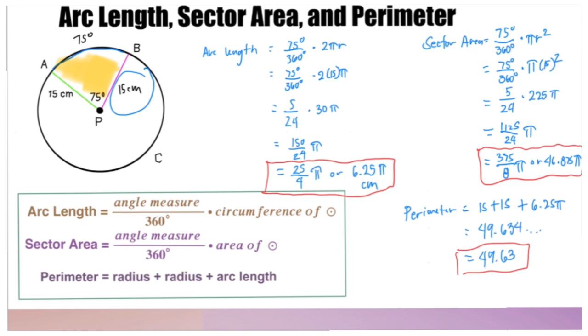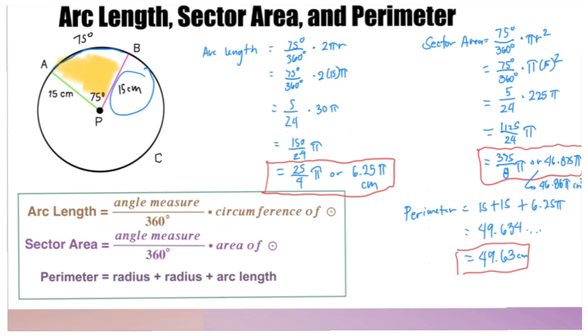As for the one below, for the sector area, this should be 46.86 pi centimeters squared, because it's area. While this one for perimeter, it's just centimeters. If it's area, guys, it should be squared because it's square units. That's what you need to remember.